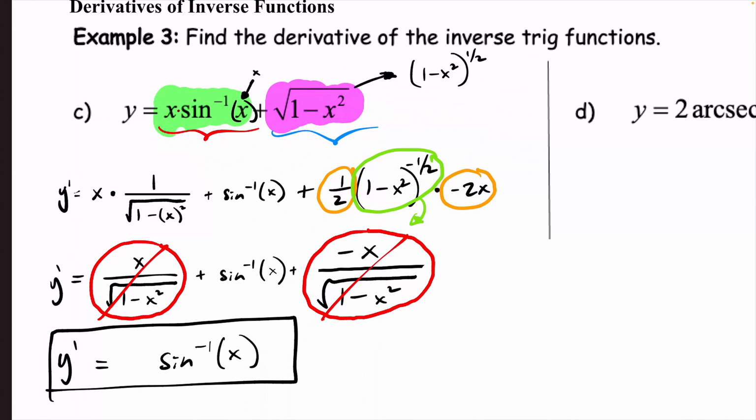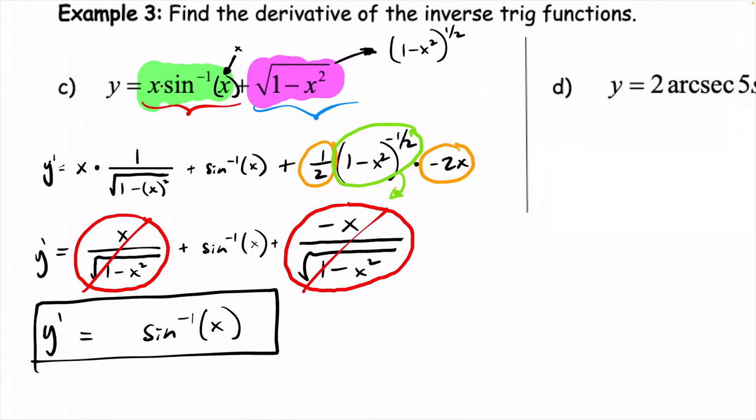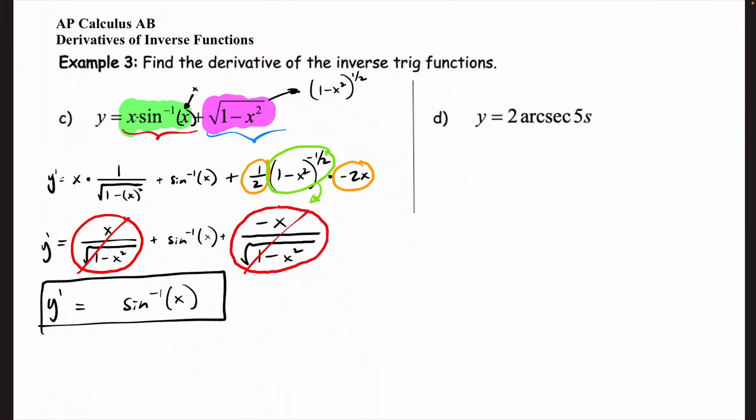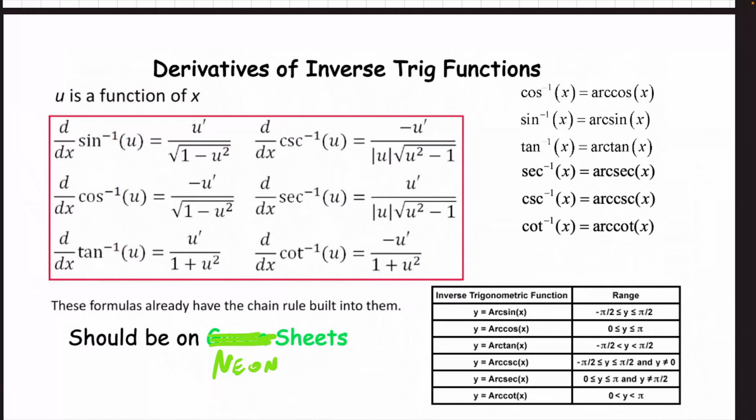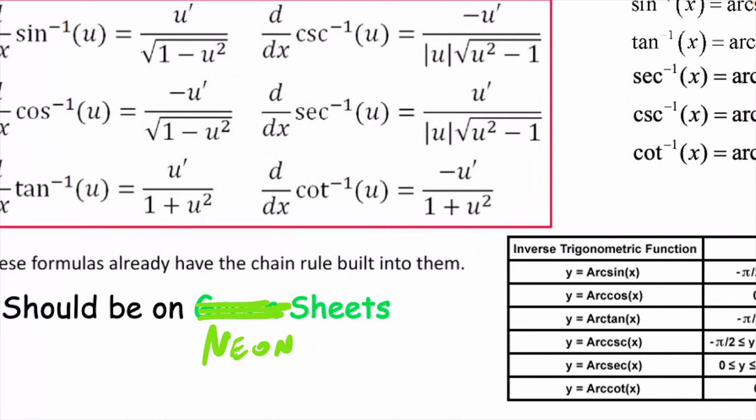All right, one more, and then I'll let you guys get to it. So arc secant, one we haven't done yet. Again, it always has a u. Always has a u, even if it's just x. This u is going to be 5s. So they're using s instead of x. Okay? So arc secant says u prime on top.